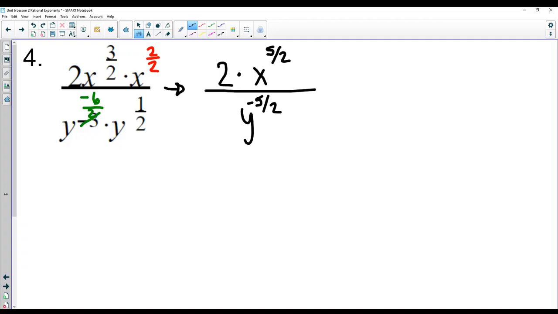Okay, now I'm going to look at this as a whole. I don't have to subtract anything because I don't have any x's in both the top and the bottom. I don't have any y's in the top or the bottom, but I do have a y that has a negative exponent.